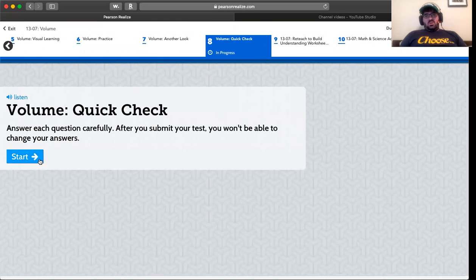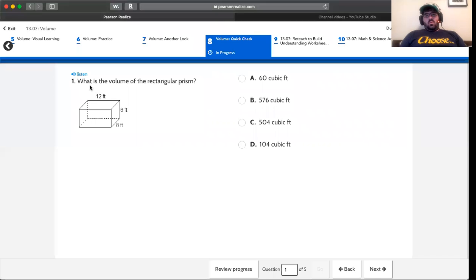So I'm going to hit start. And we're going to start. What is the volume of the rectangular prism? So to find the volume, I multiply my length times my width times my height. So 12 times 6 times 8. Well, 12 times 6, that's our math fact. That's 72. 72 times 8, that's a little bit harder.